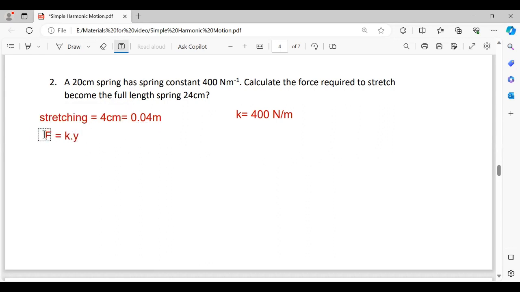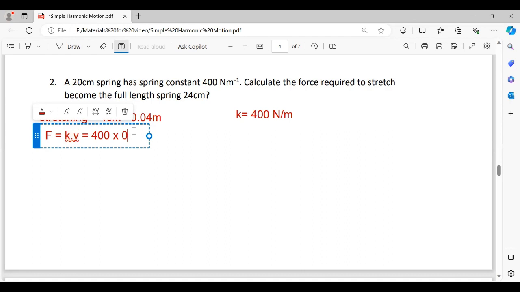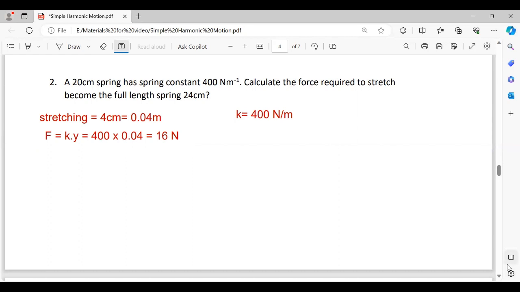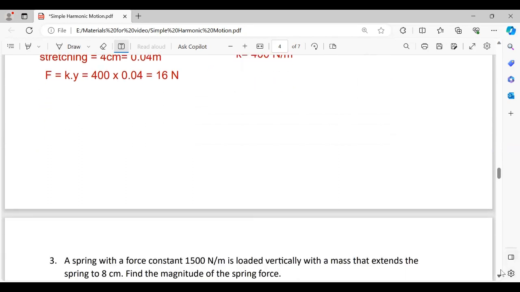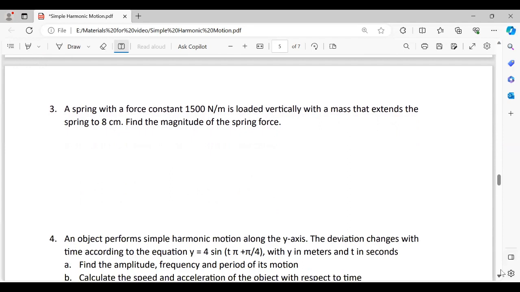We calculate in scalar. It means 400 times 0.04 equals, I'm going to calculate, 16. Okay, 16 newtons.